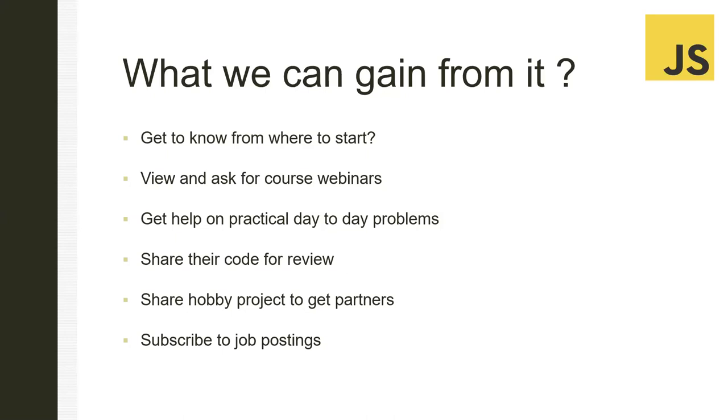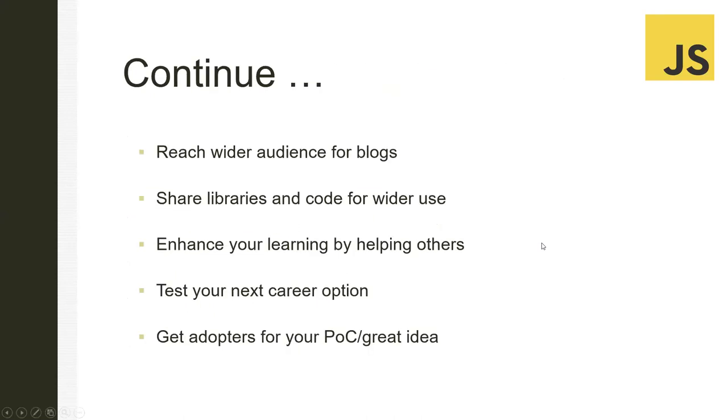So we have a lot of channels. Our Slack channel is there, WhatsApp is there, Telegram is there. You can post your questions, and there are developers who can answer them. You can share your code for review if you're working on some pet projects or some open source project. You can share your hobby project to get partners. You can subscribe to job postings. A lot of the time we post job postings on our Slack channels, so you'll get a notification for that.